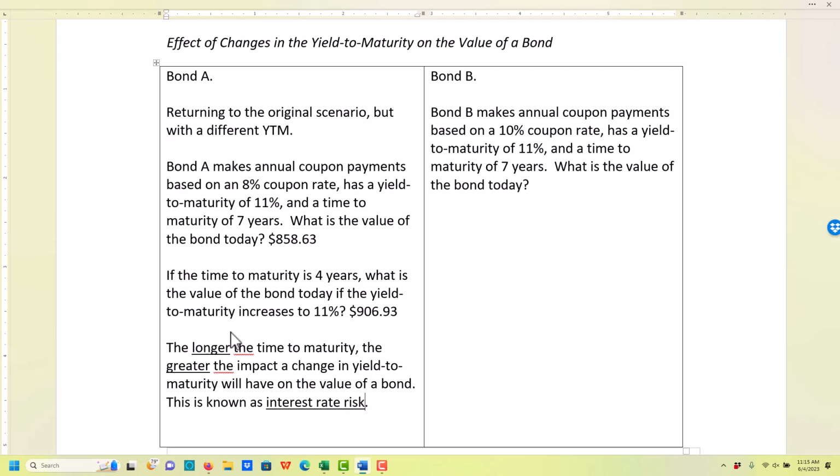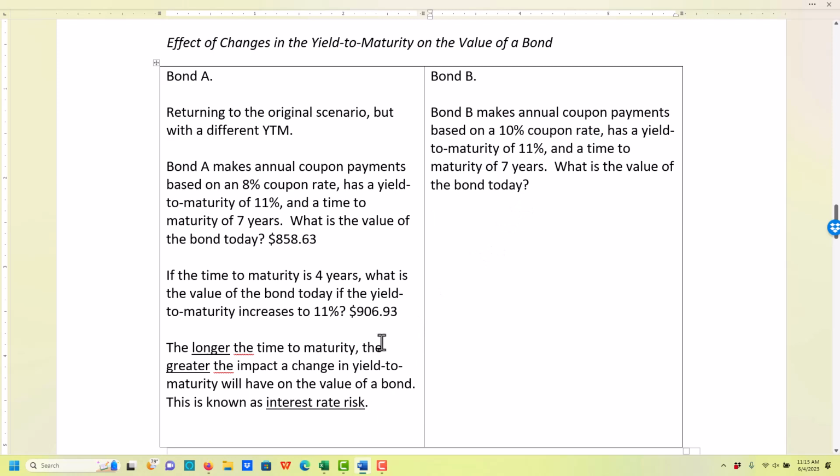Okay. This is known as interest rate risk. Bond B makes annual coupon payments based on a 10% coupon rate, has a yield to maturity of 11% and a time to maturity of 7 years. What is the value of the bond today?